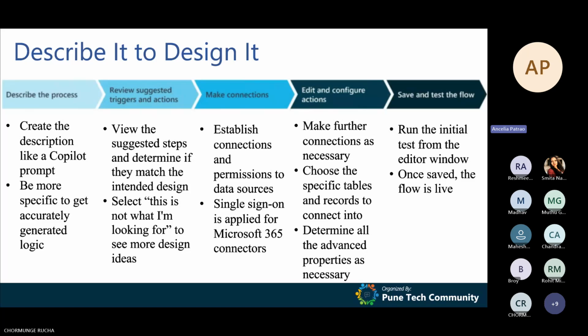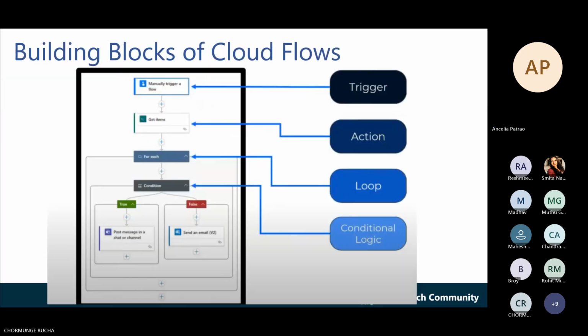So the next, like building blocks of cloud flows. First is the trigger. As I mentioned, it is the starting point of everything. So first a trigger is made, actions are added, then loops are made, like conditional loops are added for each, if else loops. All of those are added, and then the conditional logic is added for the specific requirement of ours.